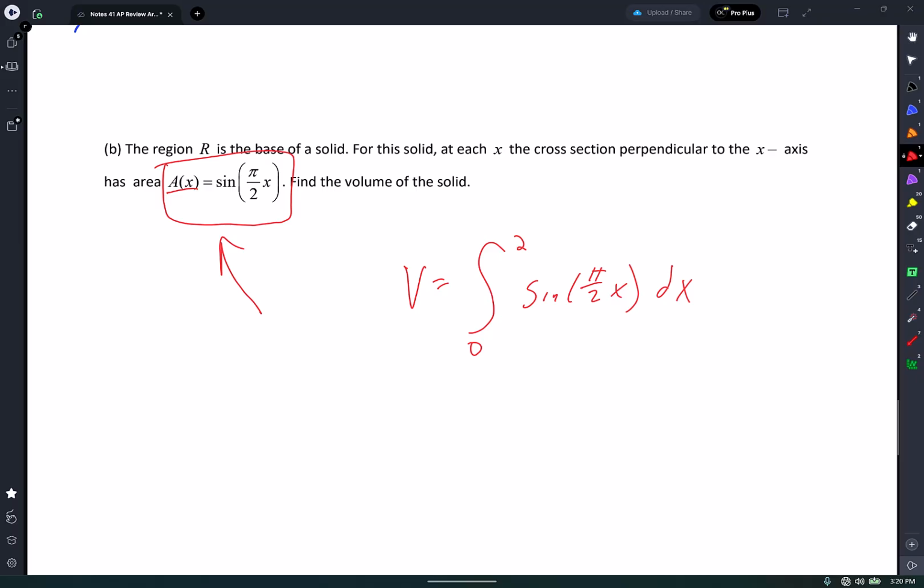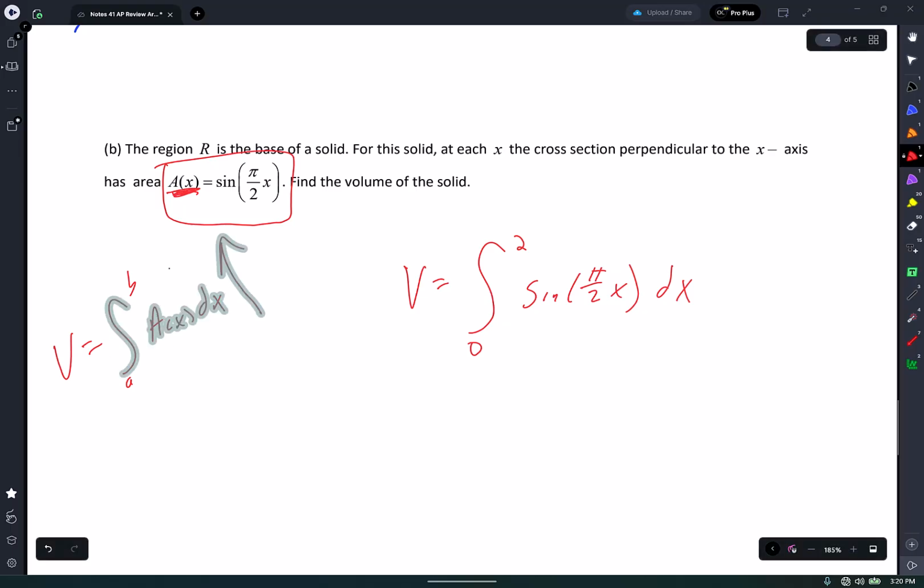It's not a square. It's not a radius. I'm not rotating anything. Plus, they told you, look, to get the volume, it's always going to be a cross section, an A of x, area. That is A of x. They're telling you. You know what I mean? Okay. All right. Here we go.